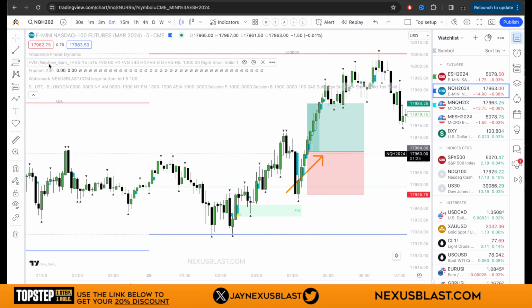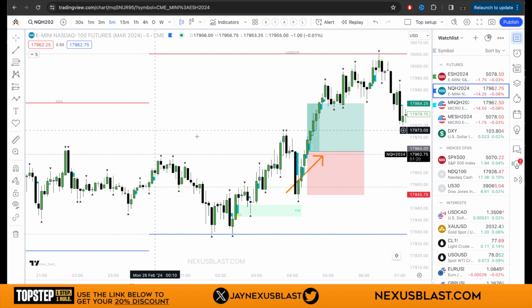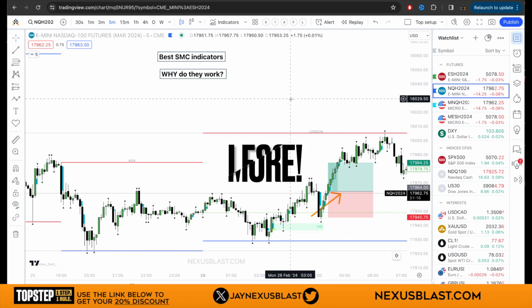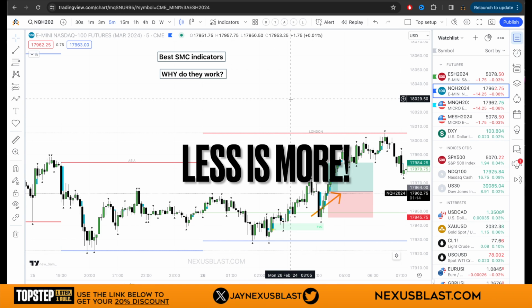I would suggest sticking to those types of indicators and not overdoing it so that you can have visual and mental clarity when trading. Less is more with smart money concepts indicators.